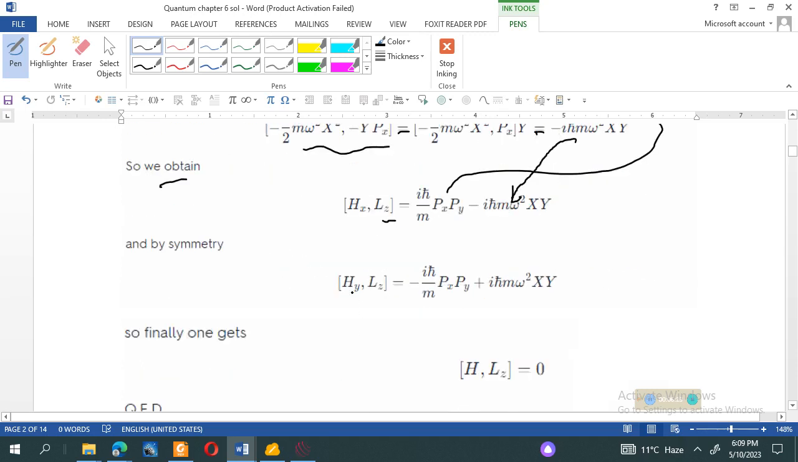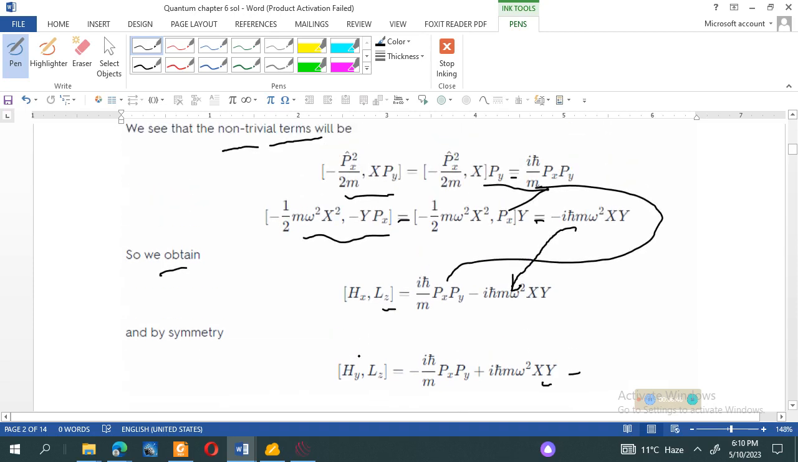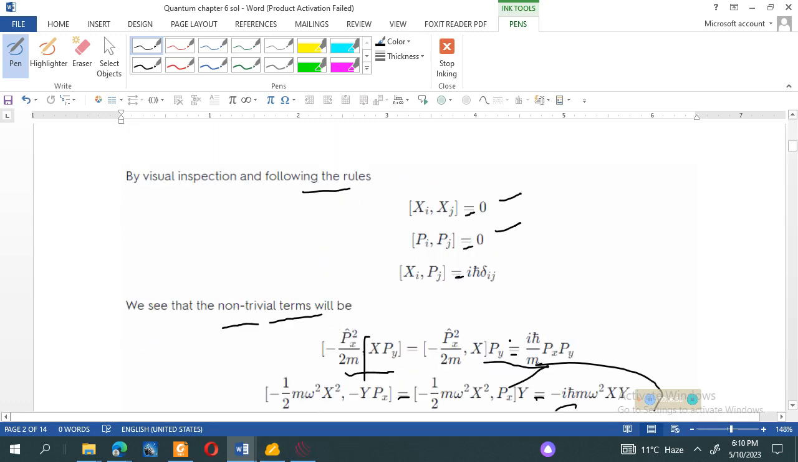Similarly, if we write the Hamiltonian commutation of Hy and Lz, this will again give us two terms. The first term will become minus iota h cut m over m px py plus iota h cut m omega square xy, which will be equal to 0. And so finally one gets H and Lz is equal to 0, because we have to write that, okay, we are being asked, we go to the question.